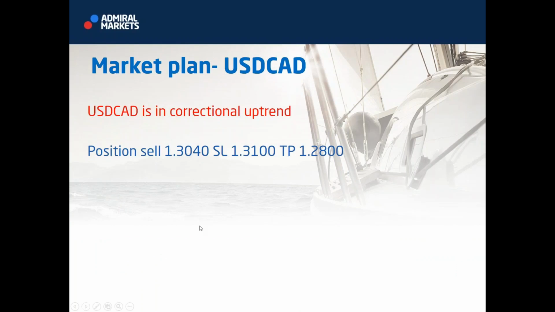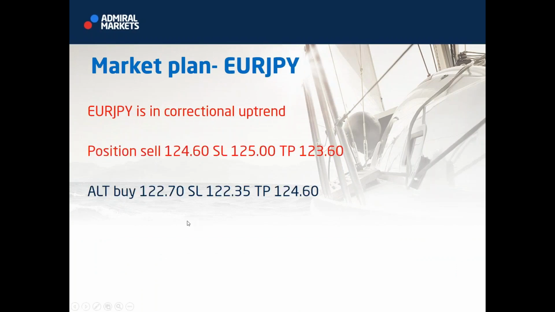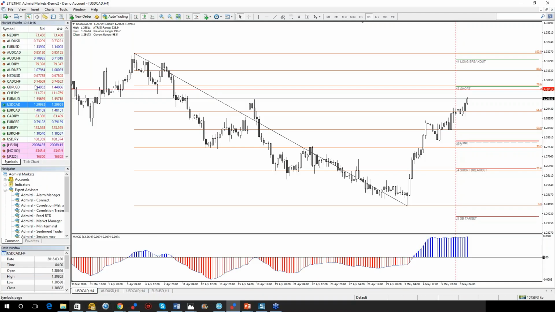And finally, Euro-Yen. Again, correctional uptrend on Euro-Yen. Positional sell 124.60, 125.00, 123.60. This is buy trade. So Euro-Yen.